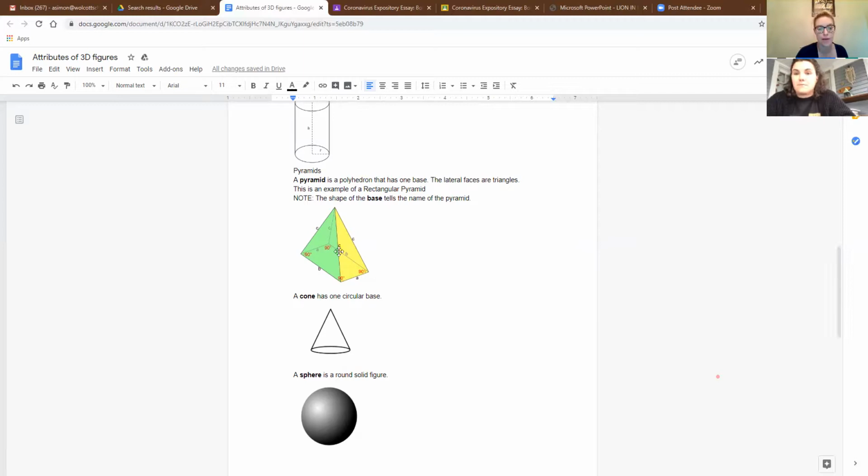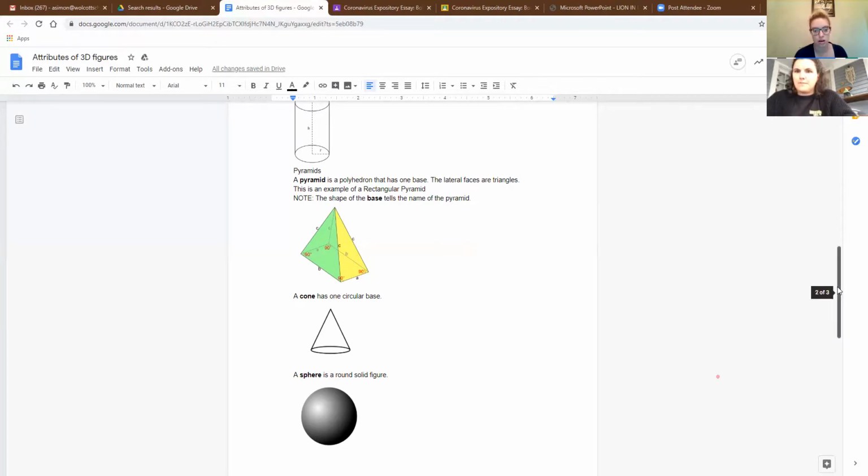Again, these have the other features though. They do have edges. You can count those up and see there are 4 edges on the bottom, and then 5, 6, 7, and 8 edges coming up from each of those points, for a total of 12. We also see vertices, because each point on this rectangle has a vertex, and then there's one more on top for a total of 5.